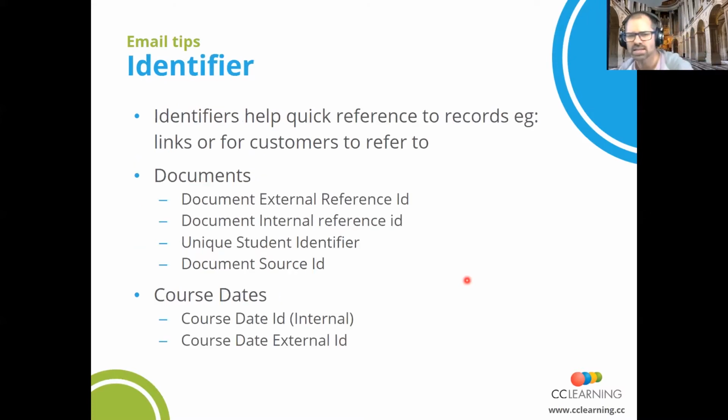Okay, so identifiers. Identifiers help quick reference to records. They basically help you quickly get to a document, quickly get to an enrollment, quickly get to a course date, those sorts of things. And Course Sales actually has the ability to look up by ID for documents and look up by ID for course dates. So if you have these references, it helps you.